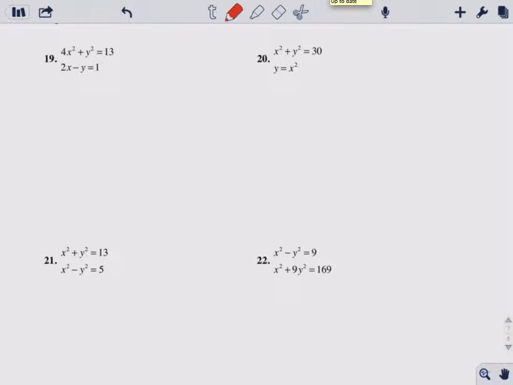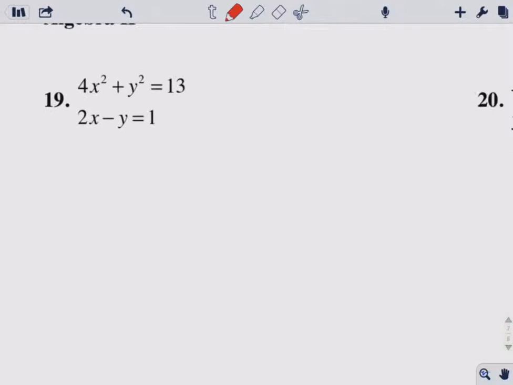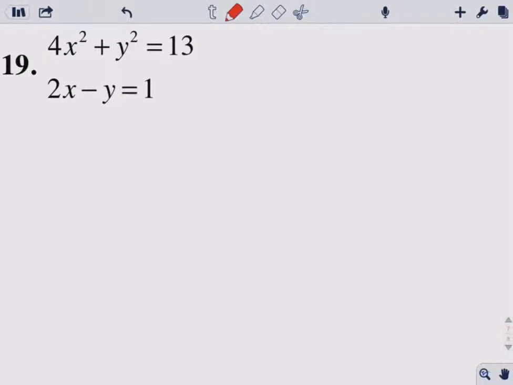Okay, this is page 7 of your Unit 9 review. So we're going to go and solve these. That's all we're doing, solving. If there are any real solutions, if there are not real solutions, we don't have them. This is much like the one we just did previously. Okay, so you can solve for either.